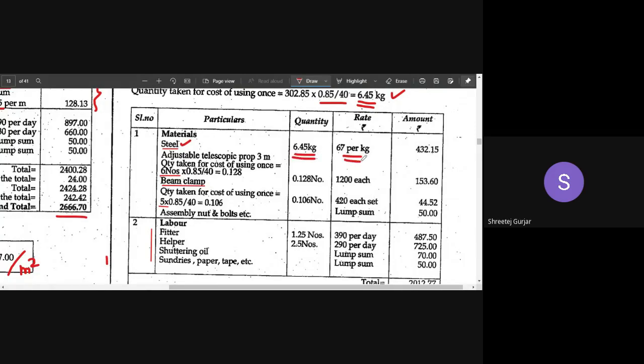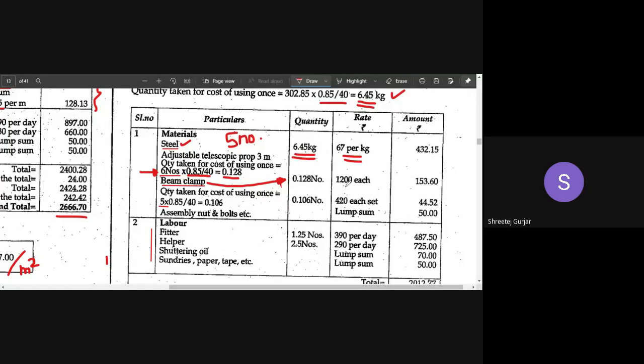Rate per kg is 67. Then we require clamps. So how many number of clamps are required? 6 number of clamps. We have 5 number of plates which we require, 5 number on each side. So we consider plus 1, that is 6 number. 6 number multiply by this constant 0.85 by 40. Always multiply. Then this is the amount in kg that you require for beam clamps.